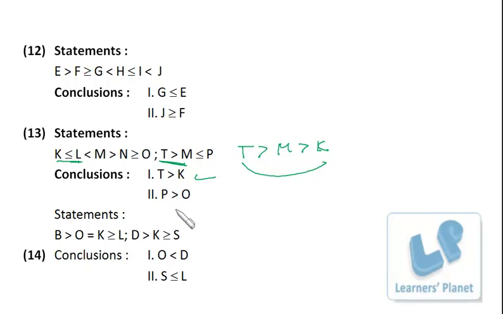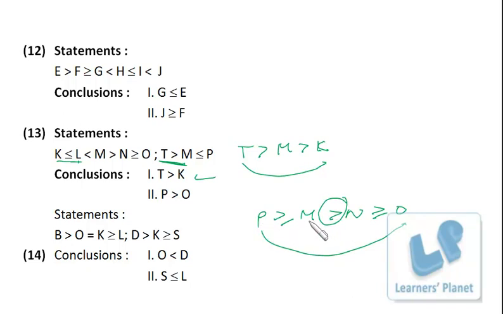Now P and O. P is greater than or equal to M, and M is greater than N, and N is greater than or equal to O, right? So here P and O, P should be definitely greater than O, because we have one sign that is absolutely greater than. Okay, so at max what is possible?